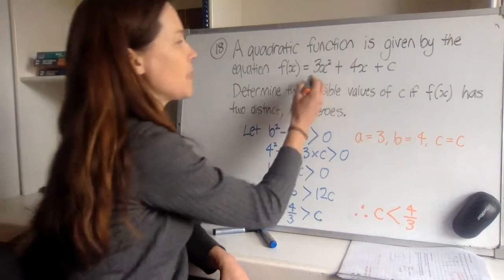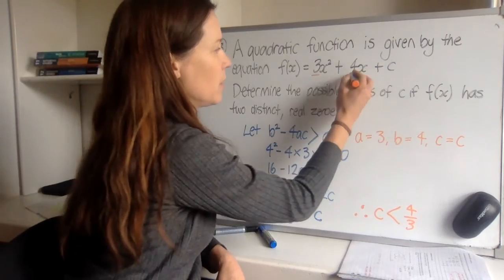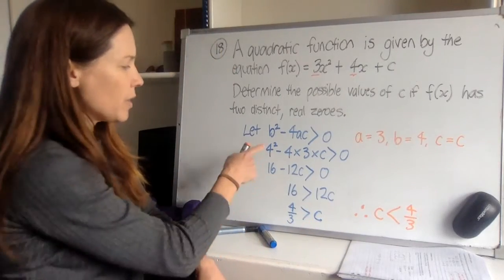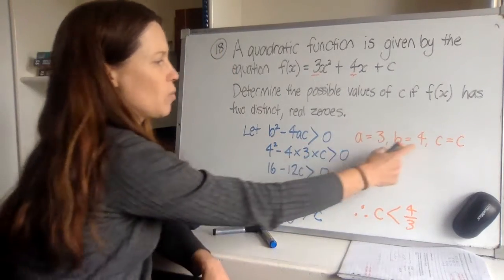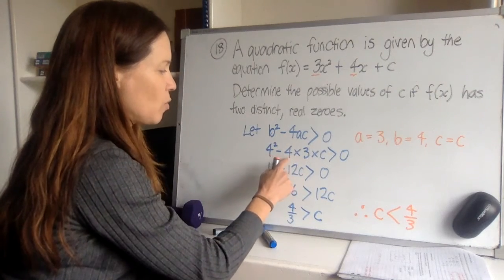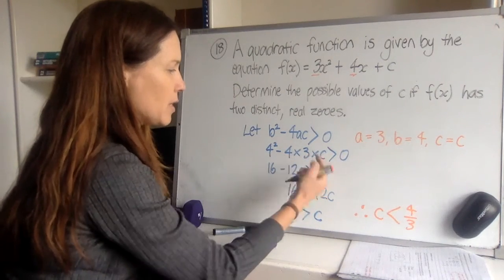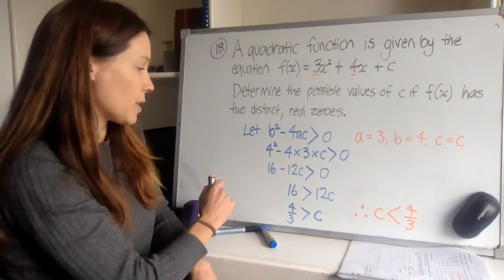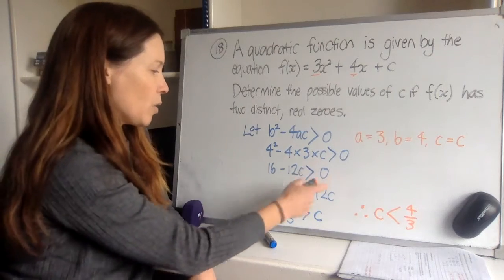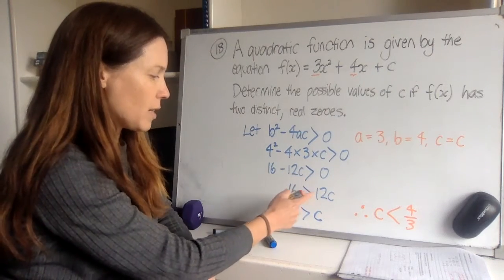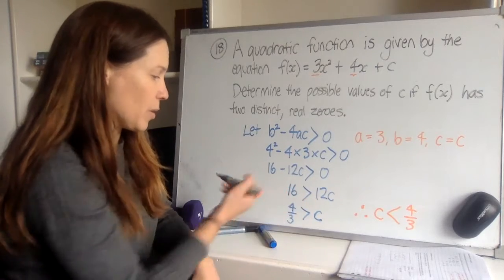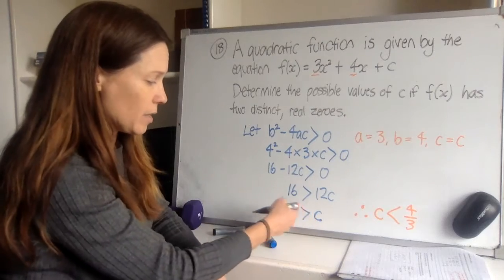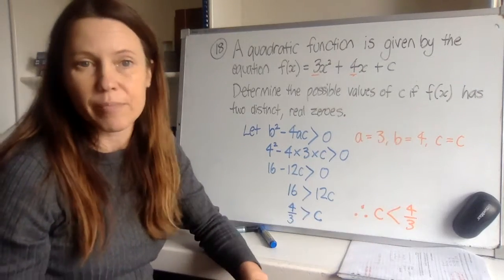Now, some people find it handy to jot down that a is 3, b is 4, and in this case c is just c. So on the next step we just want to sub in b squared will be 4 squared minus 4 times a times c. Has to be greater than 0. Now tidying up, we've got 16 minus 12c is greater than 0. So adding 12c to both sides, I've got 16 is greater than 12c, and here I've just divided both sides by 12 and simplified. And so now I can see that c has to be less than 4/3, and that's my solution.